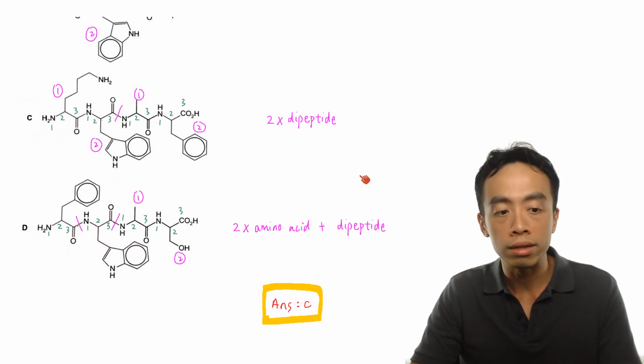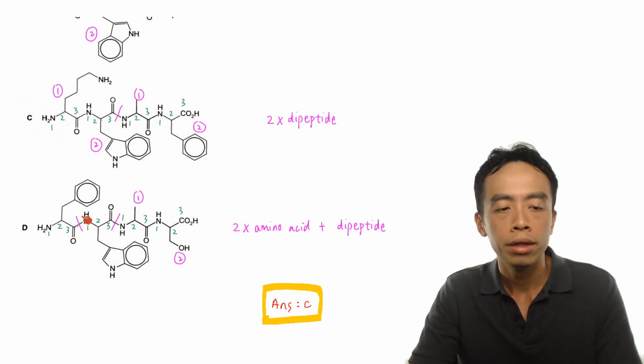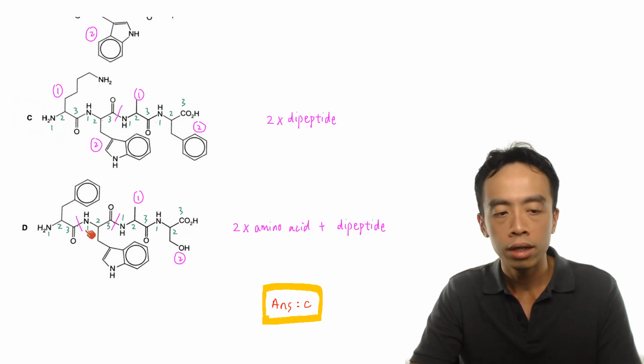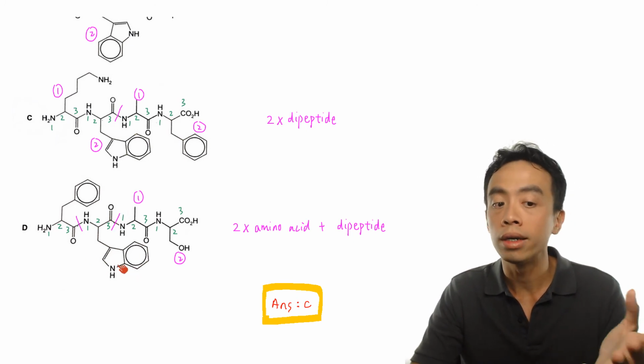Then finally, if I look at D, again, this is the main chain. 1, 2, 3, 1, 2, 3, all the way towards the right-hand side. The first R group is already benzene. So the enzyme will target this bond here. So I'll have one amino acid here. Then the second R group again has another benzene. So the enzyme will target this bond here. I'll form another amino acid.